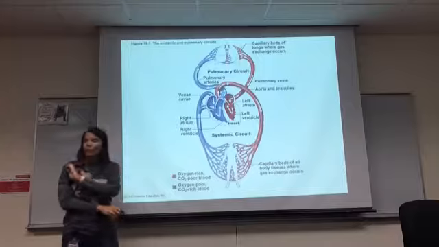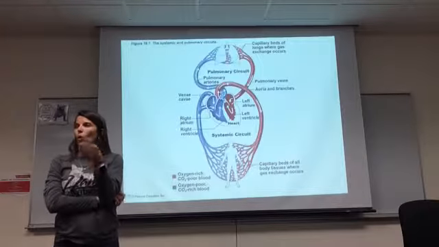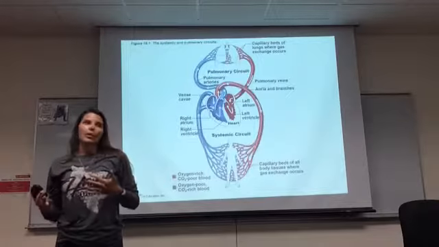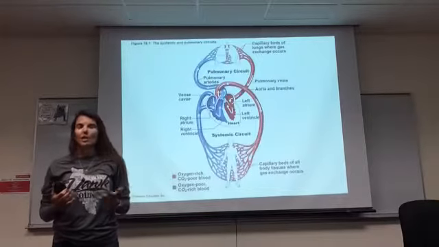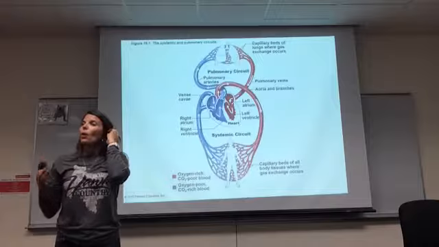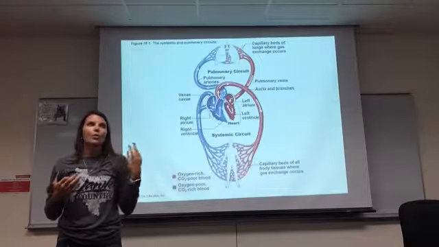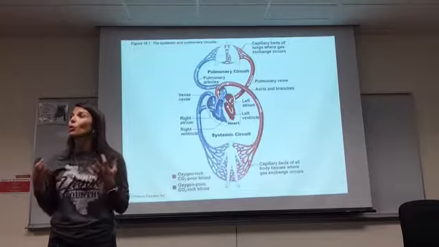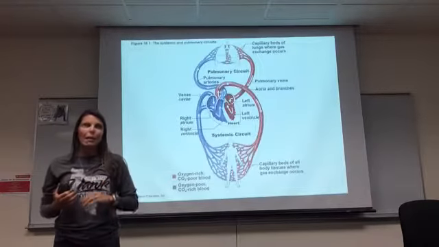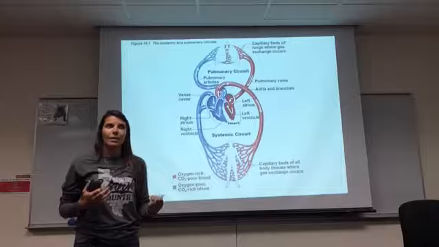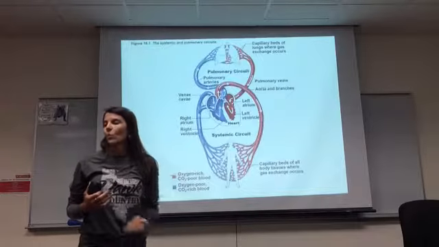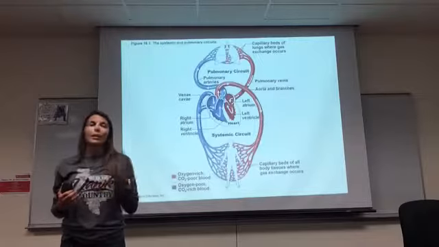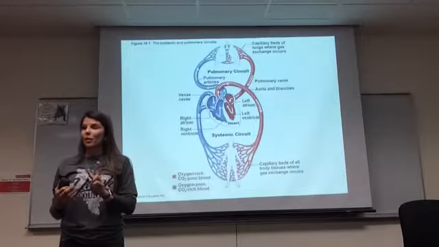Now, in 01, I mentioned, when we see red, we say it's oxygen rich. When you see blue, you say it's oxygen poor. Normally, people memorize arteries go away from the heart and veins come towards the heart, which is true as far as terms are concerned. But it is incorrect to say that arteries are always red and veins are always blue. Okay? Because this is one of the two exceptions.